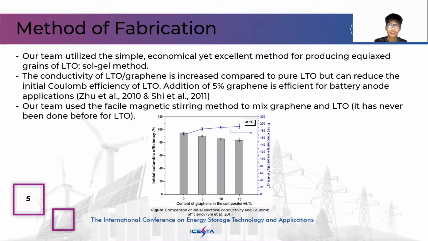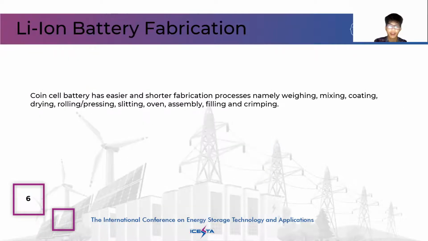As for our method of fabrication, our team developed the sol-gel method to produce LTO, and then we added graphene by using a facile magnetic stirring method. This has never been done before for LTO. And then we proceeded by making coin cells.